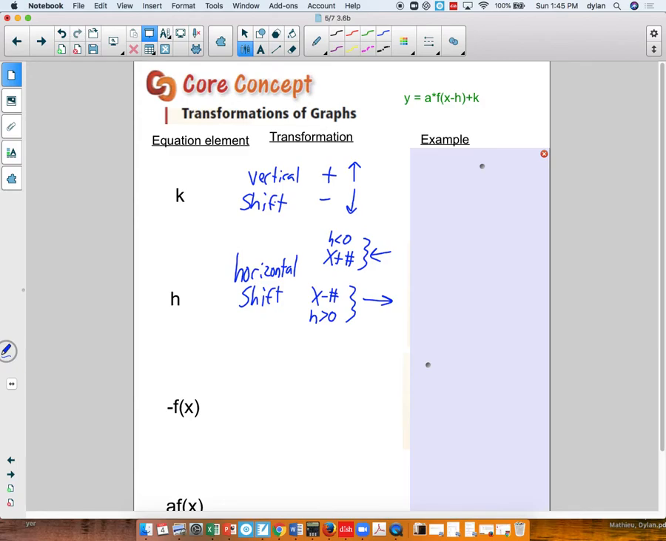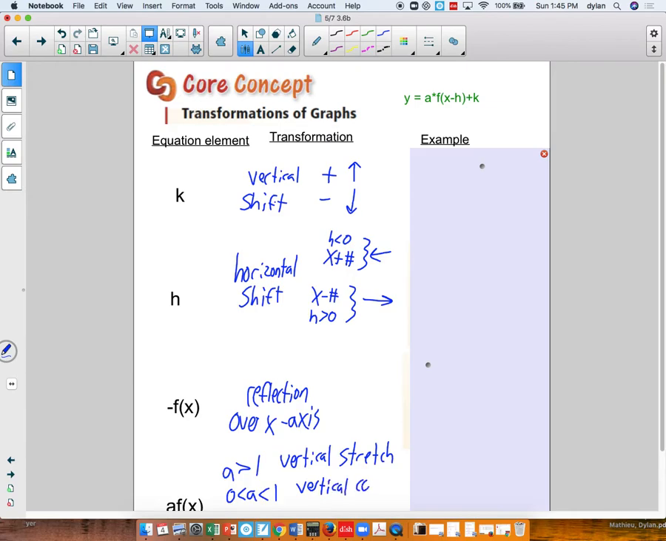Negative f of x is a reflection over the x-axis. And a times f of x is, if a is greater than 1, a vertical stretch. And remember that a may end up being negative, but that doesn't matter. We're talking about the absolute value being greater than 1 is a vertical stretch. And if 0 is less than a is less than 1, then we have a vertical compression.